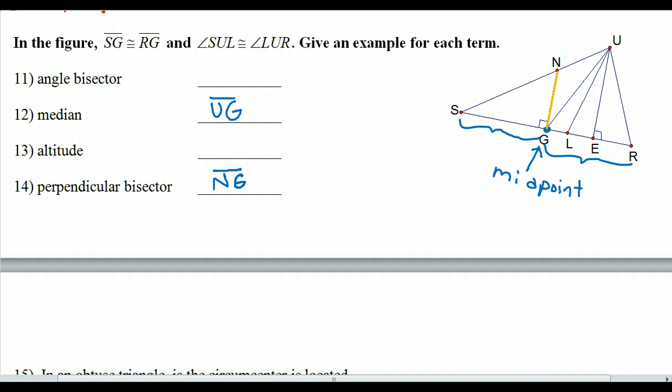That looks like a 6. That's going to bother me. Alright, NG. Okay, and look, we mentioned the other one that's perpendicular, so let's go ahead and talk about that.